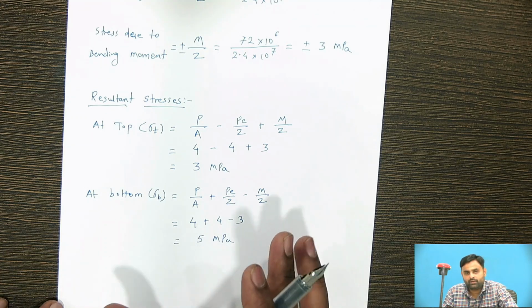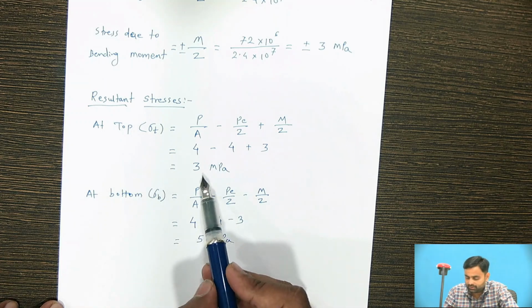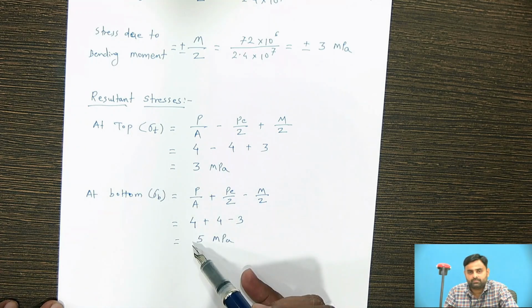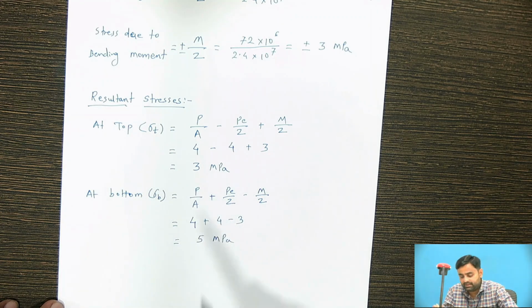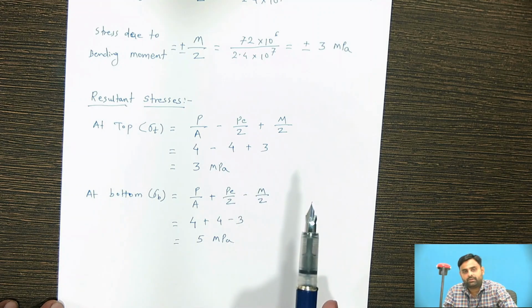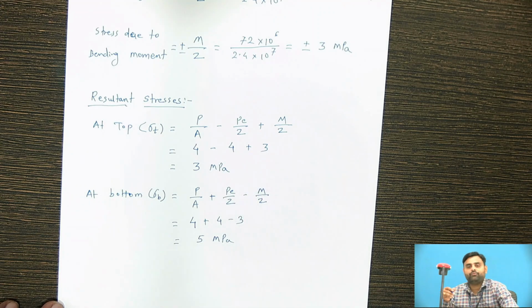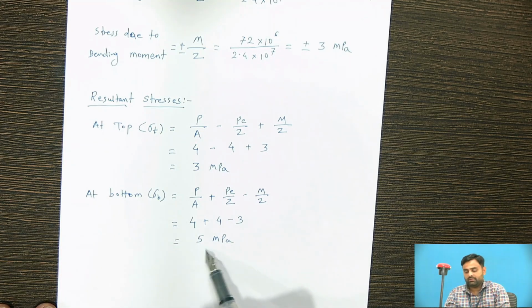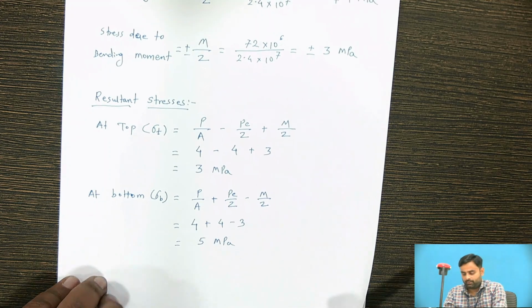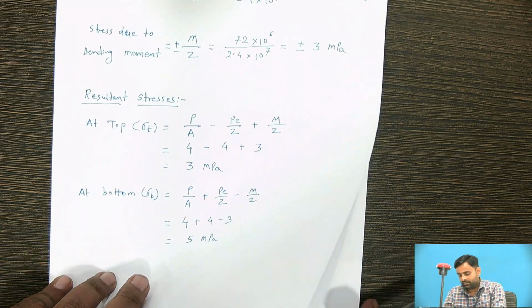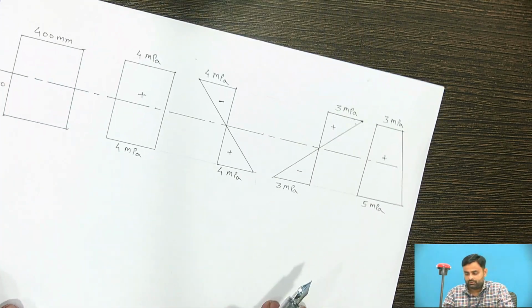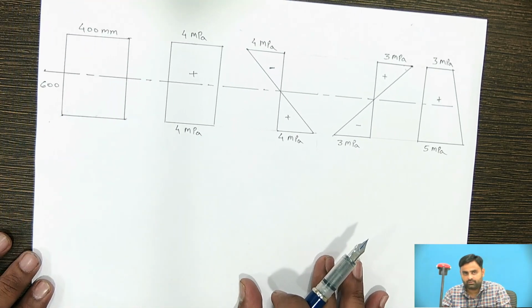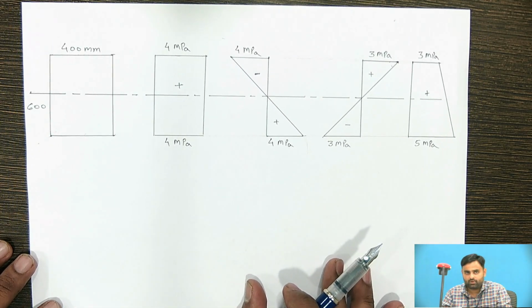Now after calculating all these stresses, these are nothing but the resultant stresses at the extreme fiber. The resultant stress at the extreme fiber of the beam at the top is 3 Newton per mm square or 3 megapascal, and the resultant stress at the soffit of the beam, at the given loading condition, is 5 Newton per mm square. At the last, you need to draw the resultant stress distribution diagram. This diagram is already drawn here. You can see that in this way we need to draw the diagram.